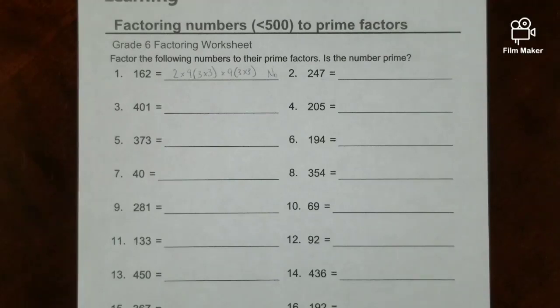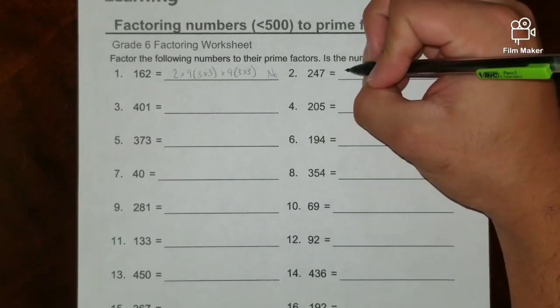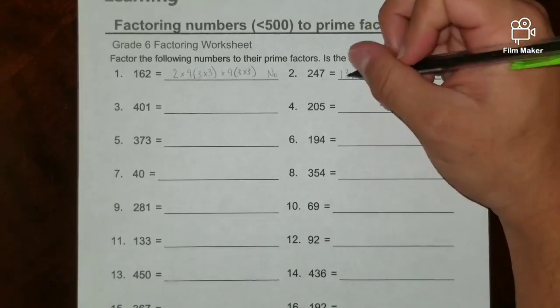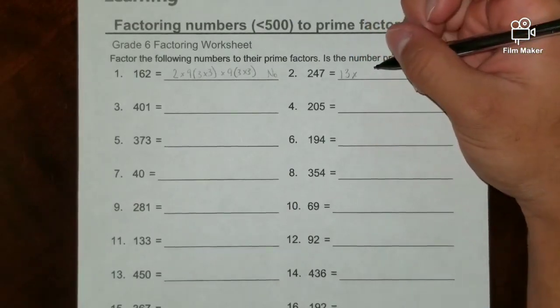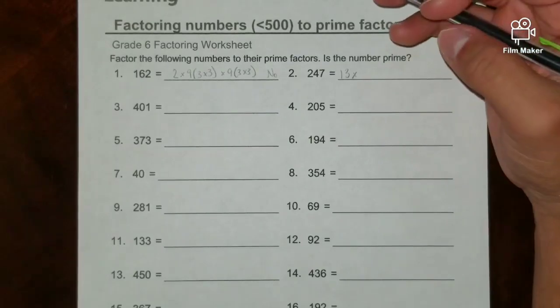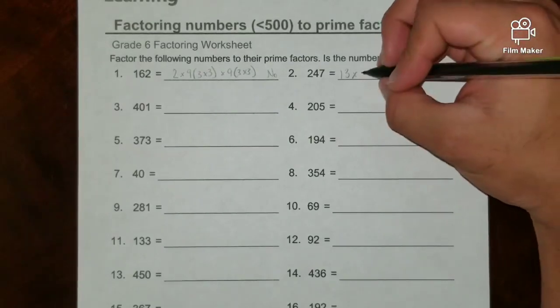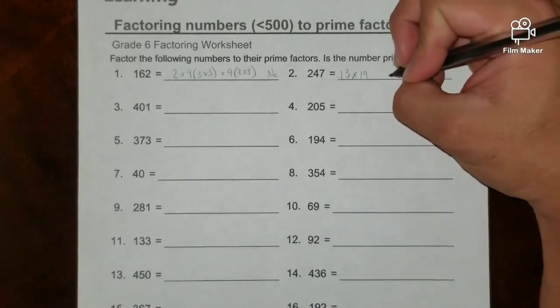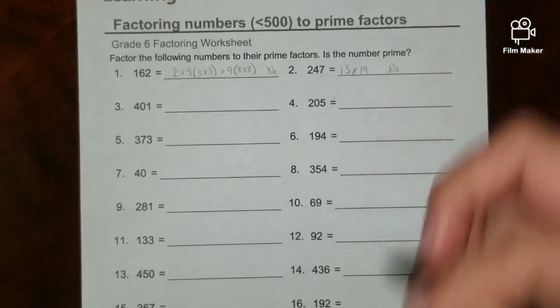Our first one would be 13, and since 13 is a prime number, we can't break it down any further, and if we divided 247 by 13, it would give us 19. And since there's at least two multiples, two numbers to multiply by, it would make this not a prime number, so we would write no.